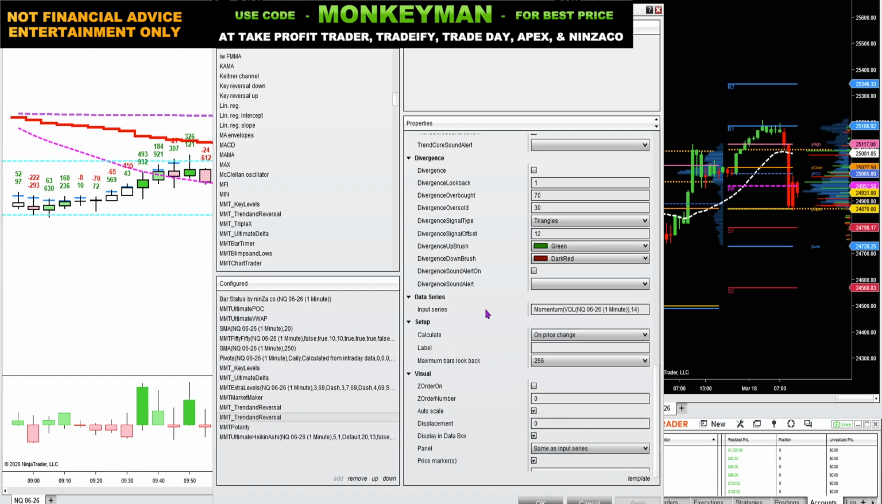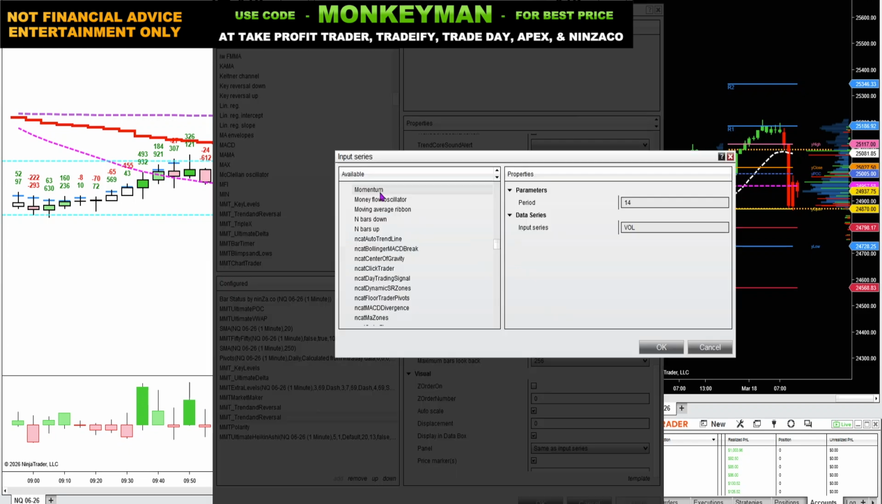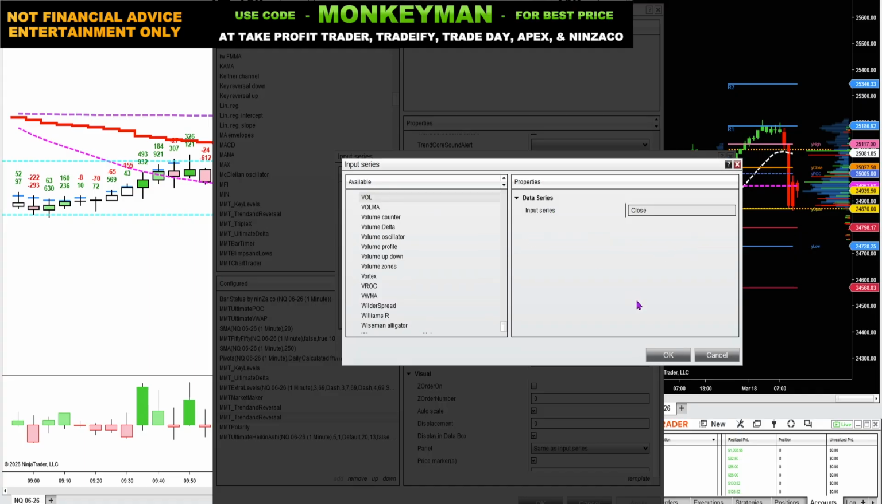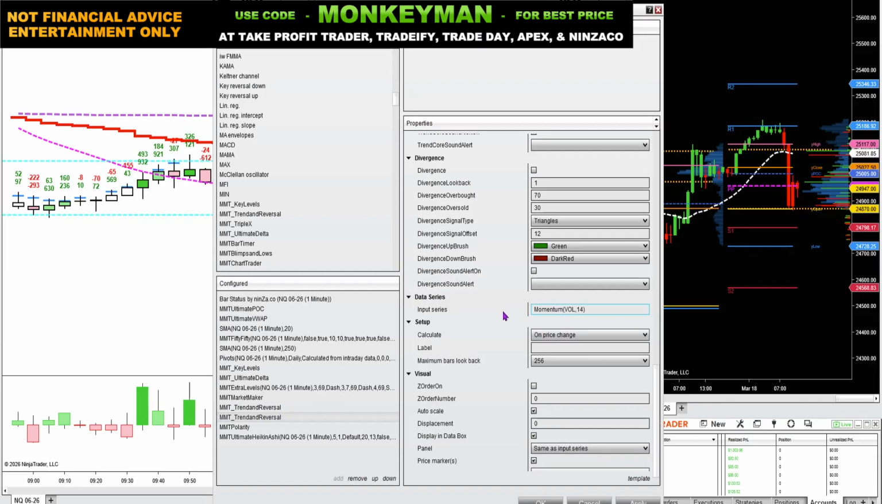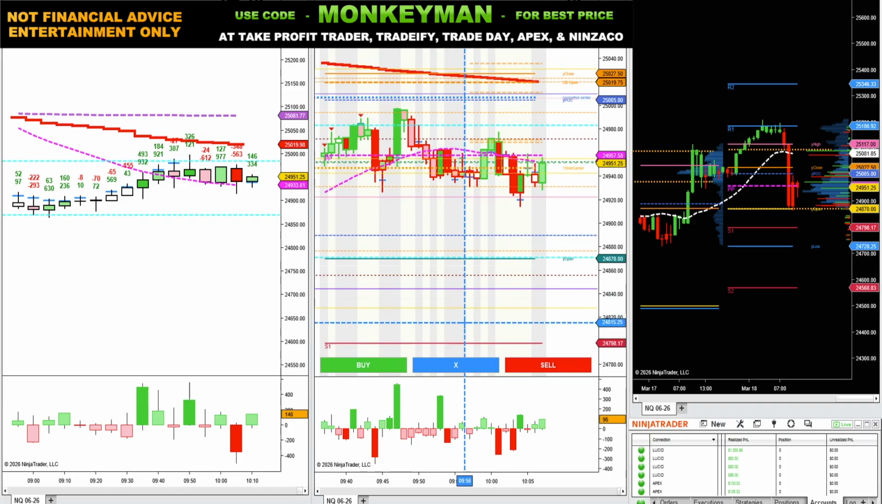And then in the input series, I've got the momentum. So here's the momentum indicator, the default settings, and then the input series of the momentum. I've got volume. You can see here's the volume indicator. So the momentum of the volume is my input series for the trend and reversal. And that's how I'm measuring the momentum of the volume on the charts. So those are the new settings for the 1 minute chart.